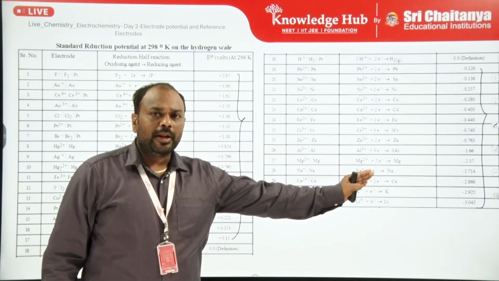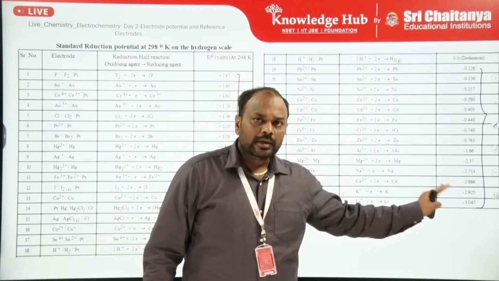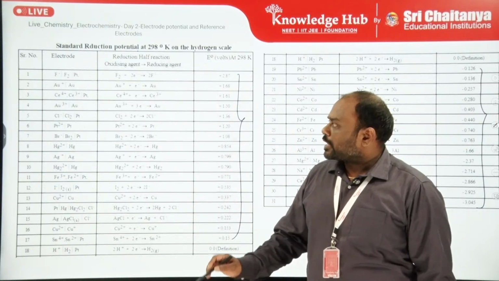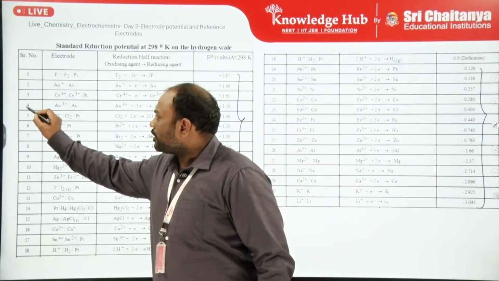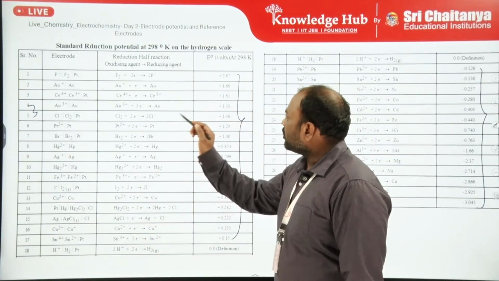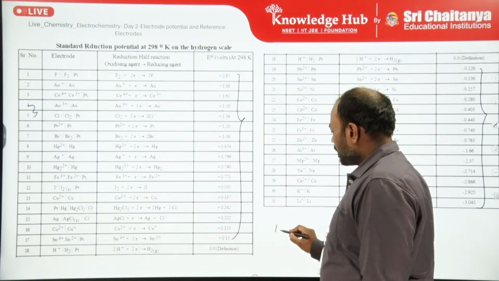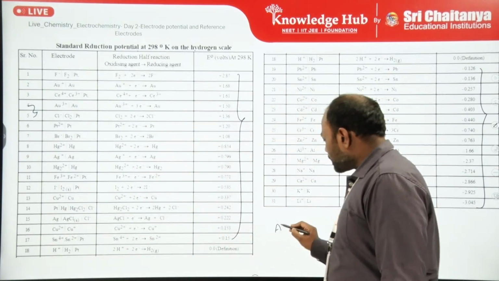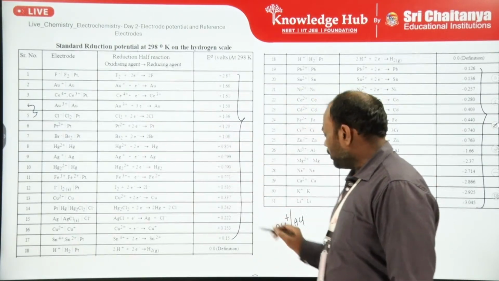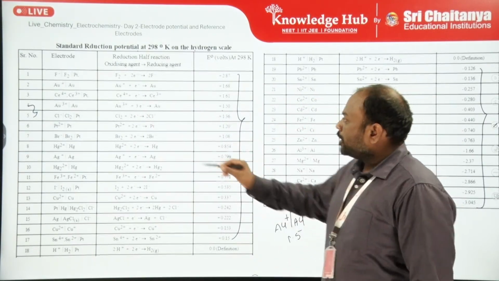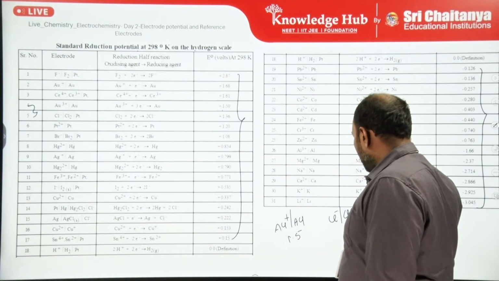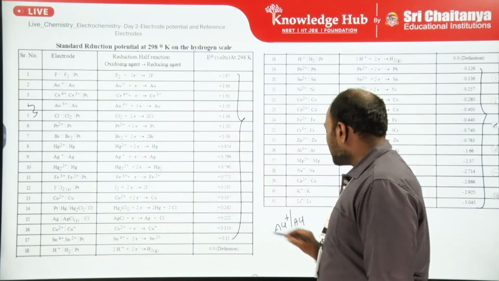Lowest value means what happens? It undergoes the oxidation reaction. These undergo the reduction reaction. Suppose I am taking these two, the 4th and 5th. If you see the 4th one, what is the electrode potential? Au plus 3 to Au. What electrode potential is given? 1.5. If you see chlorine, Cl minus to Cl2 on platinum, what is the potential given?